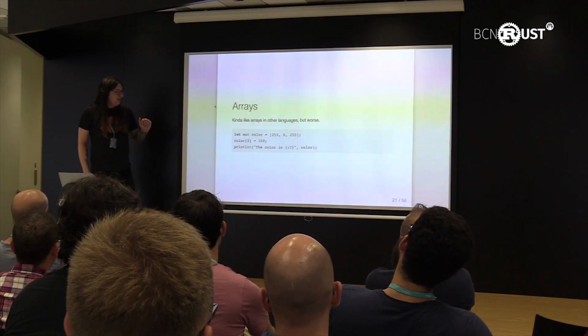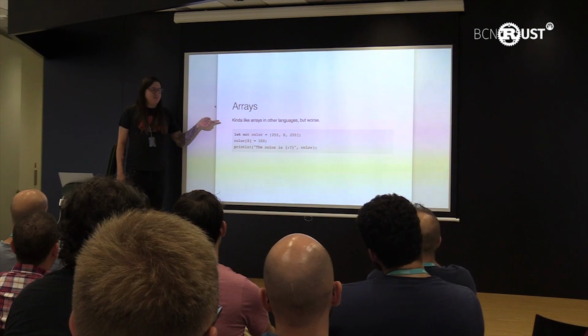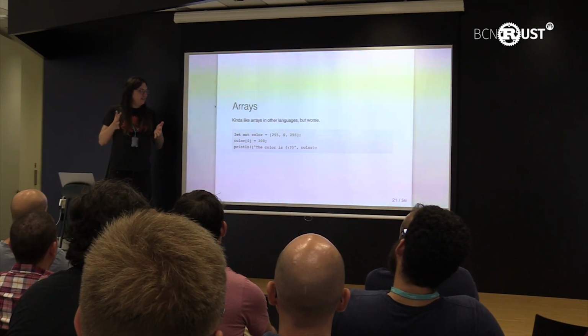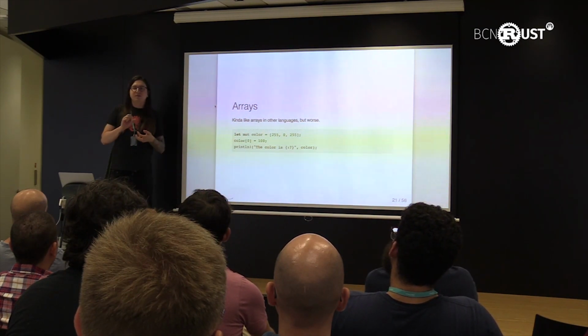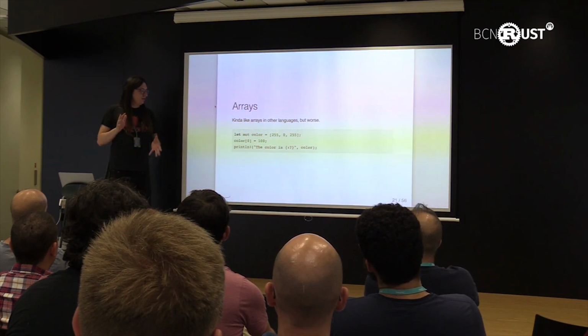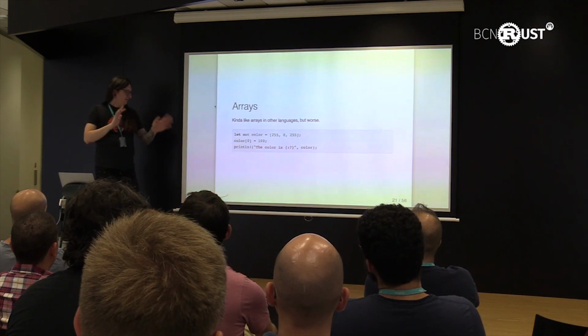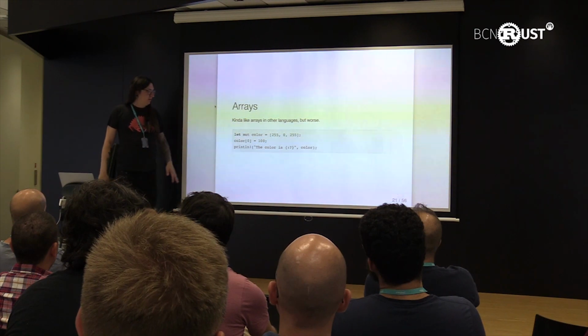We have arrays, kind of like arrays in other languages, but worse. It's true. Arrays have to be a fixed size, so you can't add or remove things from arrays, and that means they're a little awkward to use in today's Rust. Sometime next year they'll get easier to use, but I'm not going to get into that right now, but they are kind of a little bit of a pain.